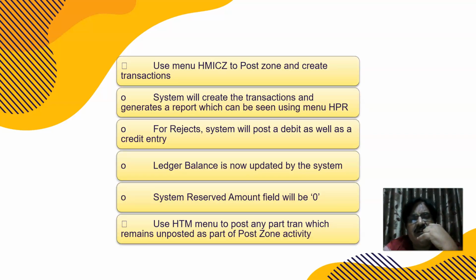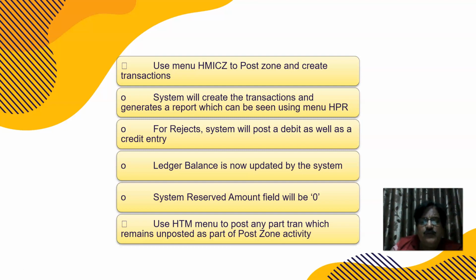HMICZ for posting zone and create transactions. The ID will be created. System will create a transaction and generate a report which can be seen through HPR. For reject, system will post a debit as well as credit entry. Ledger balance is now updated in the system. As soon as we post, customer can withdraw. System reserved amount field will be 0 there, right? Reserved amount, because it has been cleared for clearing. Customer can withdraw. We don't have any reserved amount in the clearing zone.